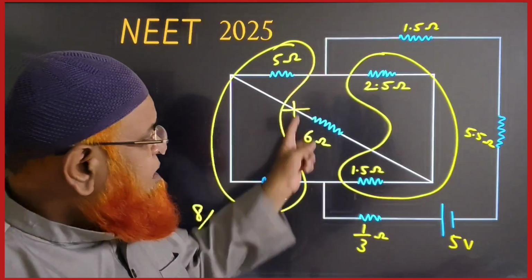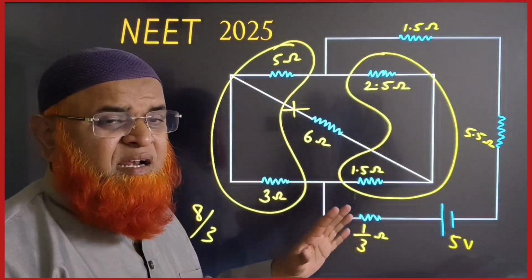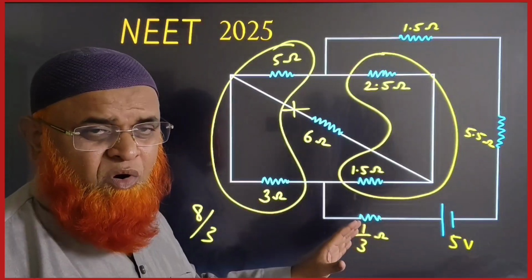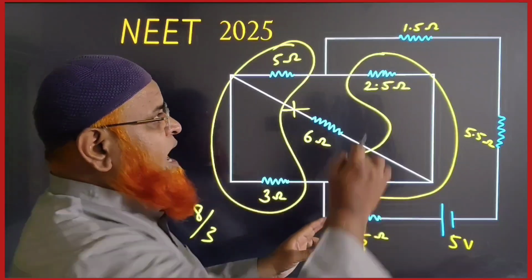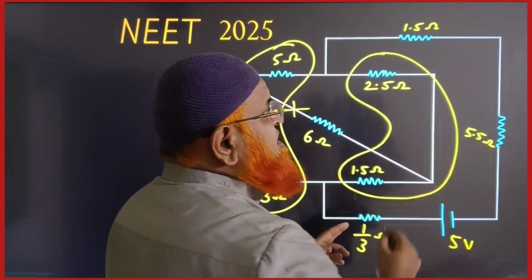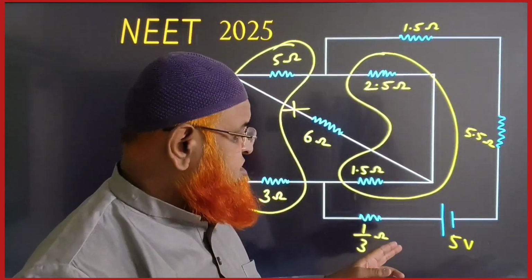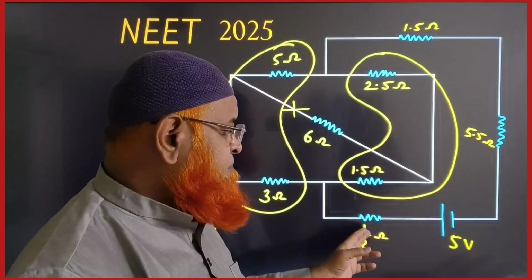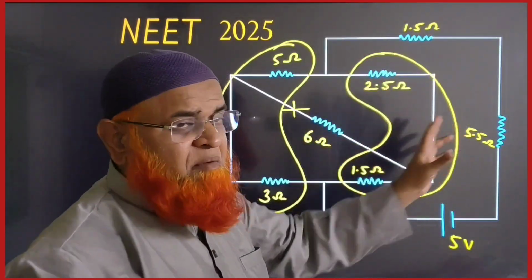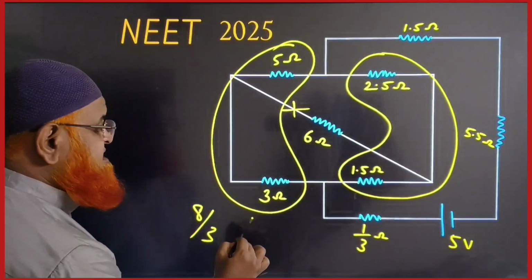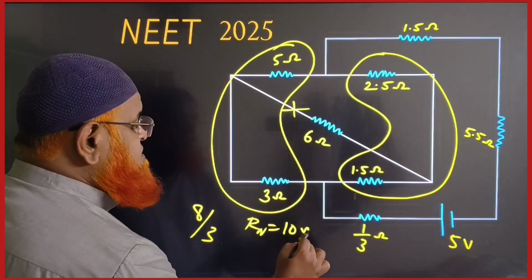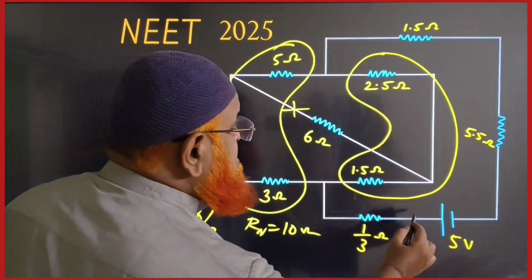So 8 by 3 plus 1 by 3 is 9 by 3, which is just 3 here now. And this is 1.5 and 5.5, it is going to be 7. 7 plus this 3 here is going to be 10. So the net resistance is going to be 10 ohms. But he's asking us to find the current across this battery.